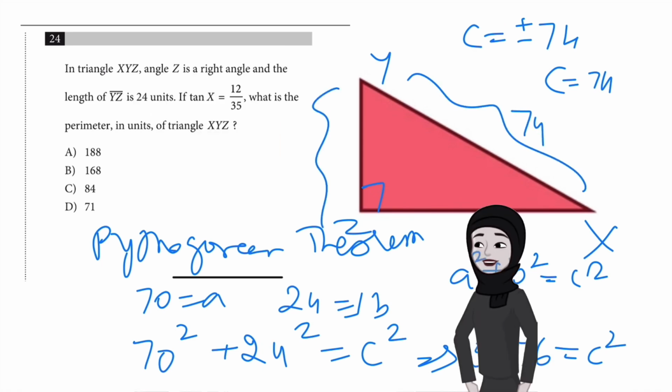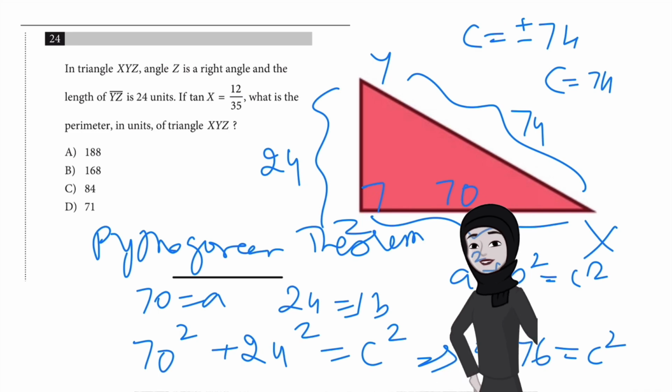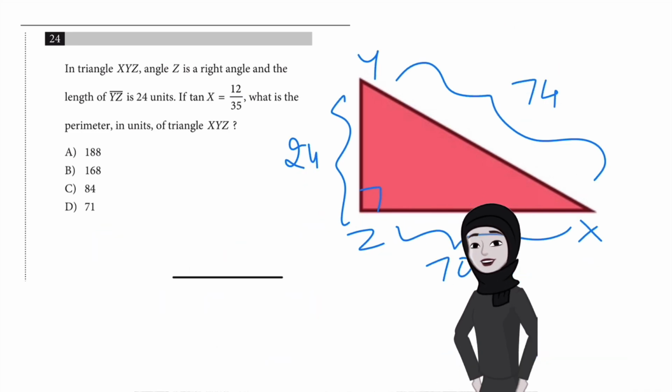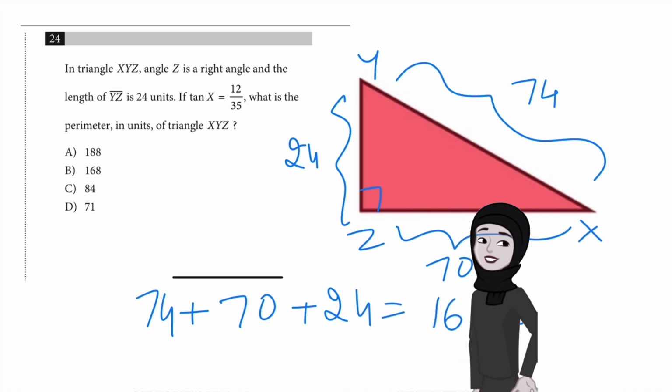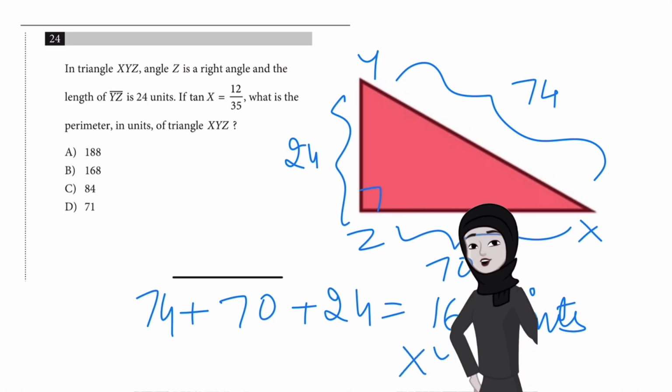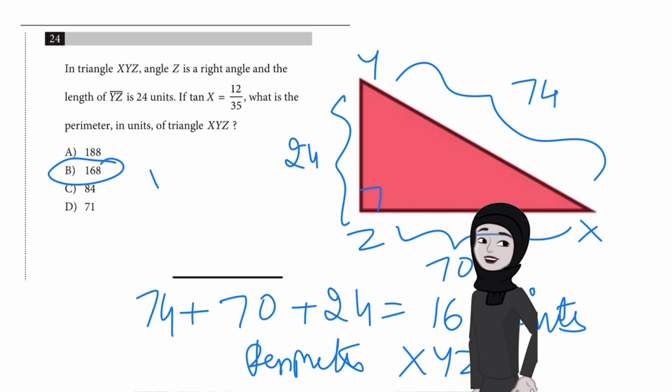And already YZ was given to be 24, and then we calculated XZ to be 70. So now we just have to add all the three sides. The perimeter of a triangle is the sum of the lengths of all the sides. Thus 74 plus 70 plus 24 has to be added and we will get 168 units. That is the perimeter of the triangle XYZ. And that is matching answer choice B, 168.